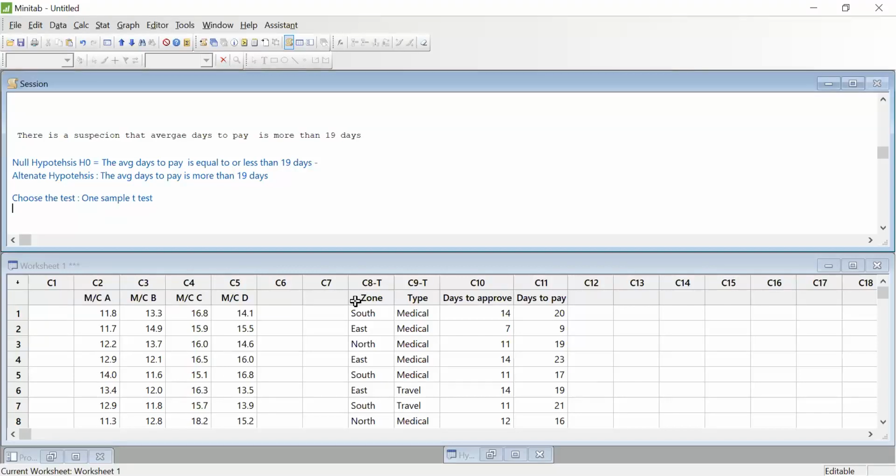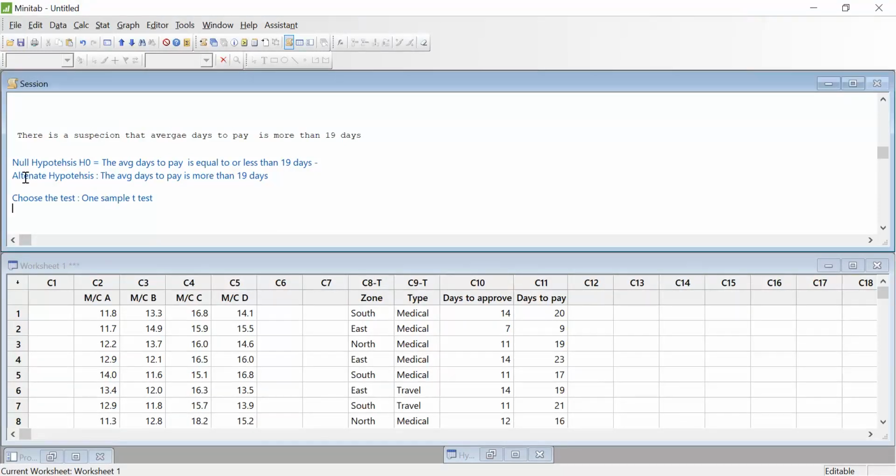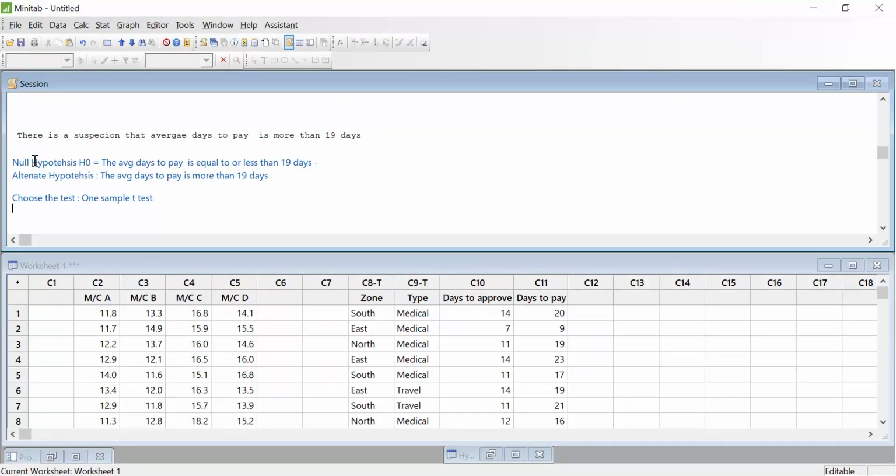Please use one sample T test in Minitab. I am showing that next. See, before doing the Minitab test, you first have to write your null, write your alternate, choose the test, then you have to do it. You cannot jump straight into your conclusions.